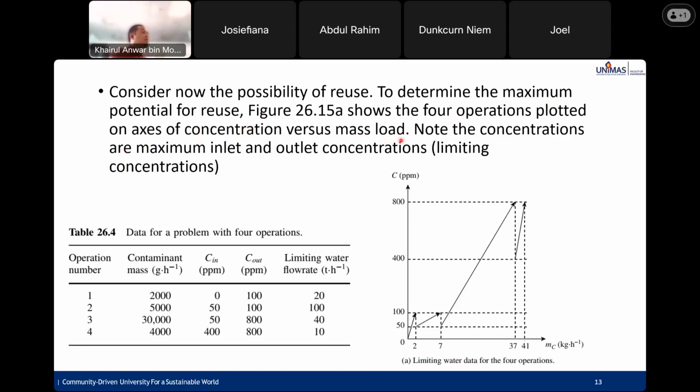To determine the maximum potential for reuse, figure 26.15a shows the four operations plotted on concentration versus mass load. Note the maximum inlet and outlet concentration are limiting. So this is the limiting composite. Here is from 0 to 100. This is from 50 to 100. This is from 50 to 800. So on. So this first, you have 4 arrows. No need to combine them. Later we will combine them to make a composite.